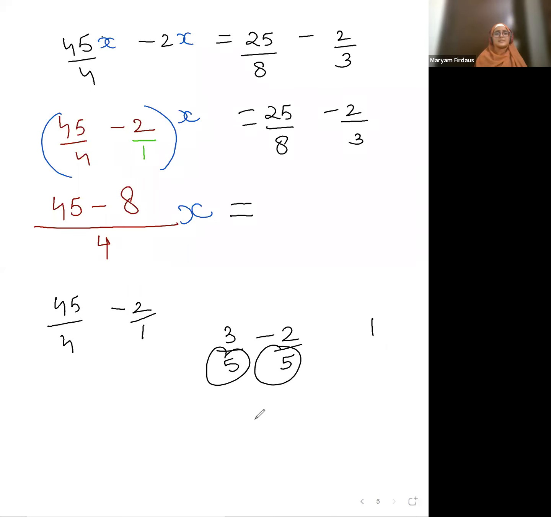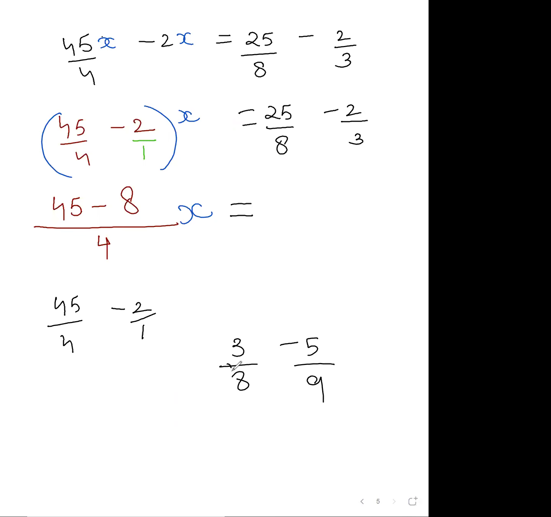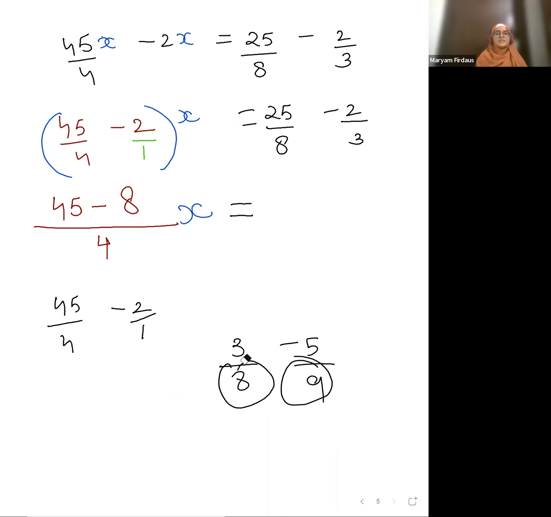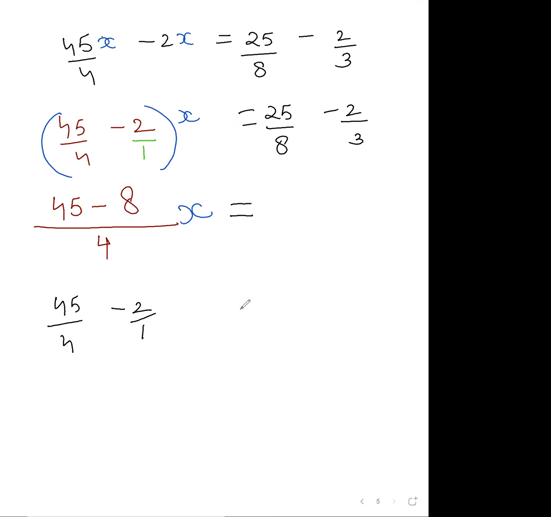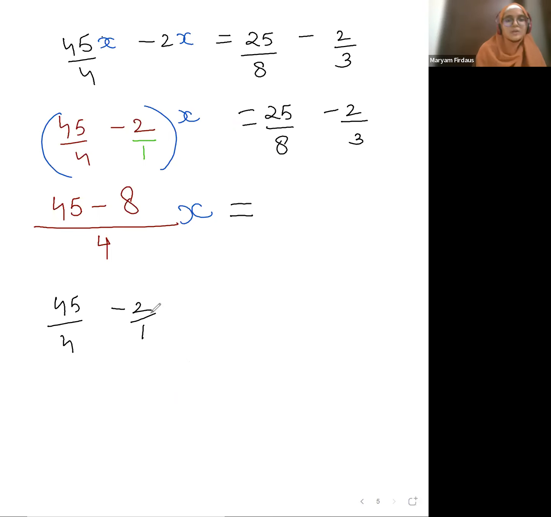But you can't say the same thing about two fractions where the denominators are not the same. For example, 3 by 8 minus 5 by 9. You can't subtract them now because the denominators are different. So in this case, what do we do? We take LCM, right? Yeah. So the same thing we are doing here. We are taking LCM. So LCM of 4 and 1 is what?